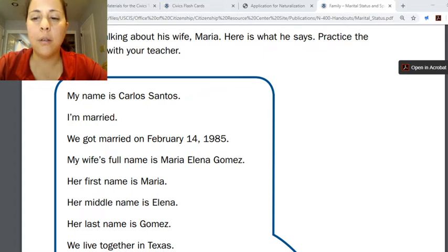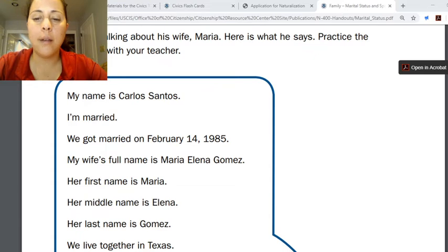We got married on February 14, 1985. My name is Carlos Santos. I'm married. We got married on February 14, 1985. My wife's full name is Maria Elena Gomez. Okay.